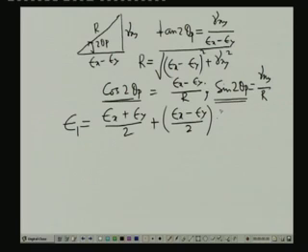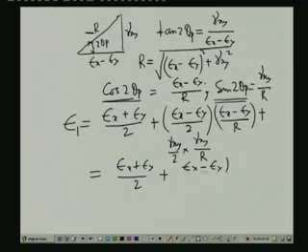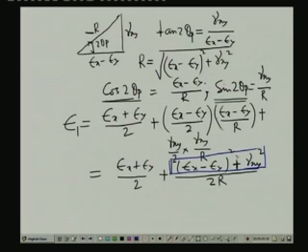In place of cos 2 theta p, we write (epsilon x minus epsilon y) by r plus gamma xy by 2, and in place of sin 2 theta p, we write gamma xy by r. Hence, this is equal to (epsilon x plus epsilon y) by 2 plus [(epsilon x minus epsilon y) square plus gamma xy square] divided by twice r, and the numerator (epsilon x minus epsilon y) square plus gamma xy square is nothing but r square. So this r square gets cancelled, and it becomes r by 2.